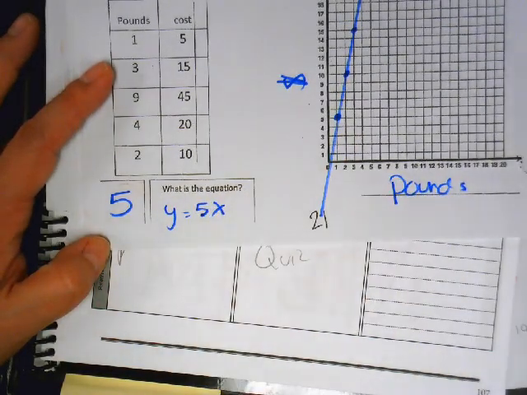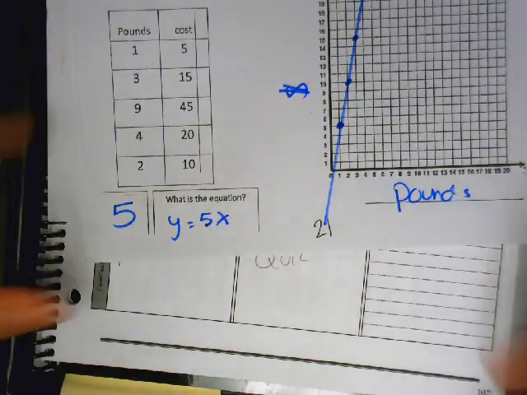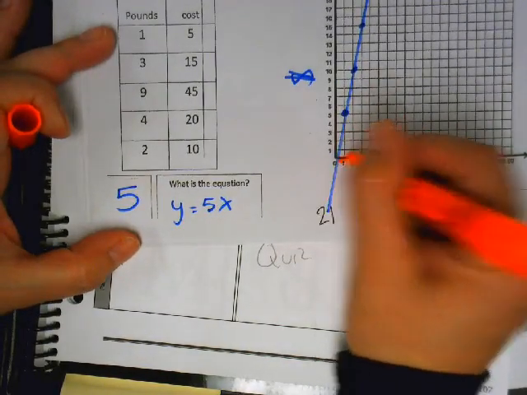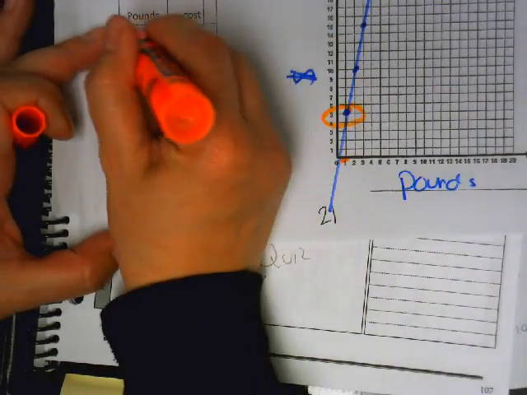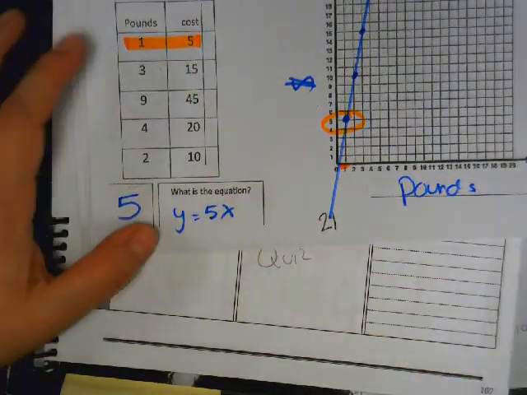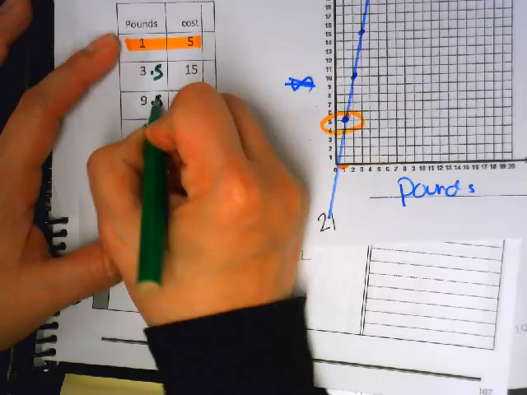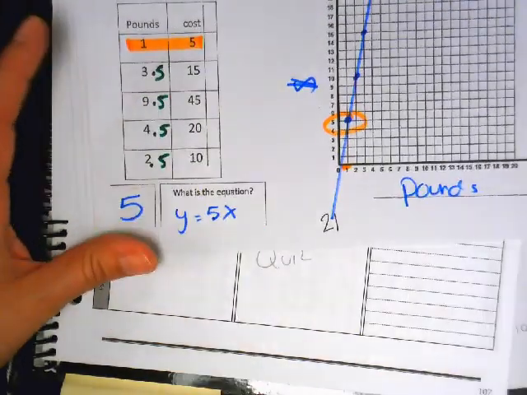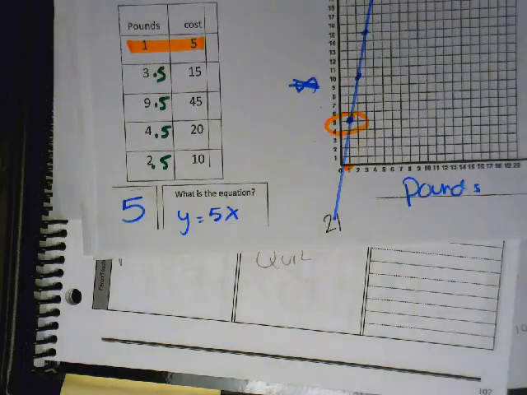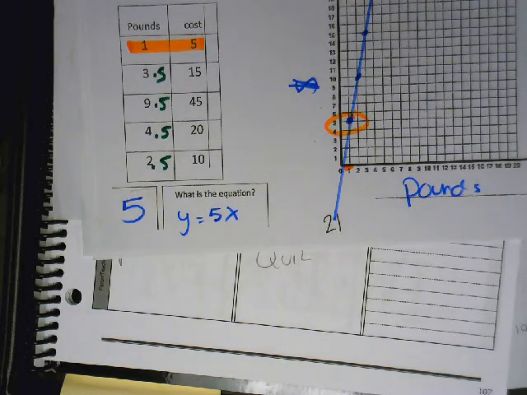Very good. Now, do I see 5 everywhere? I sure do. Right here's the 1. Here's the 5. It's right here. 1, 5. And then all of these are multiplied by 5. So 5 is my unit rate. 5 appears everywhere. In the dot, in the table, all of these are multiplied by 5. In my equation, 5 is that magical number. We're good?